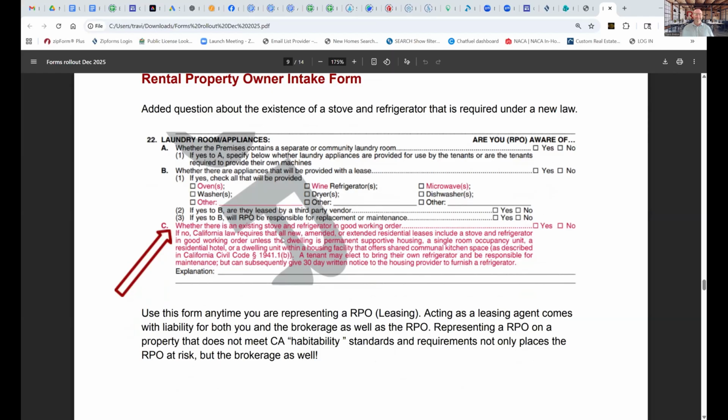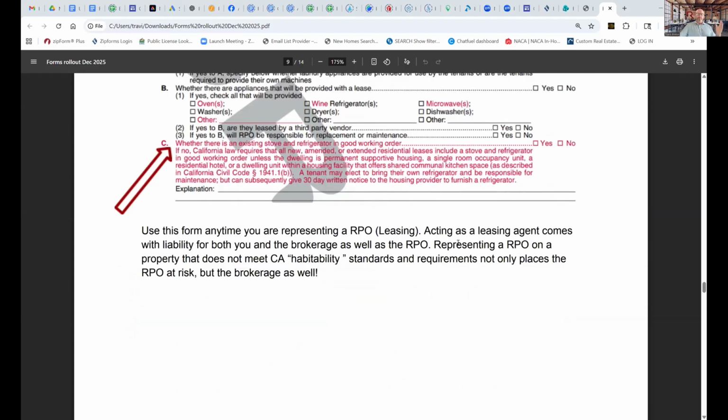Use this form anytime you're representing the RPO. This is the intake form. It's a bunch of questions. Are you aware of? Yes, no, yes, no. As a reminder, acting as a leasing agent comes with liability for both you and the brokerage as well as the RPO. Representing an RPO on a property that does not meet California habitability standards and requirements not only places the RPO at risk, but the brokerage as well.